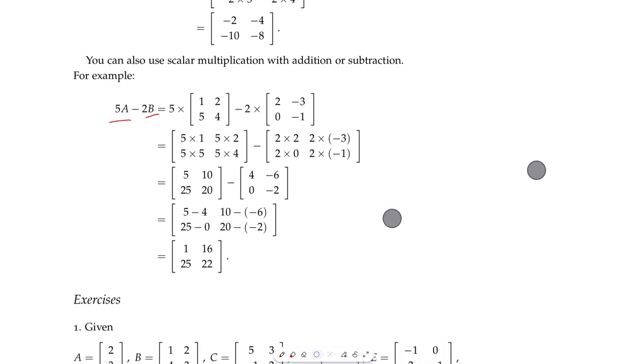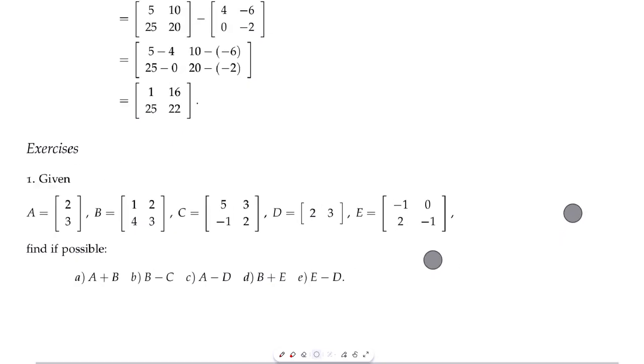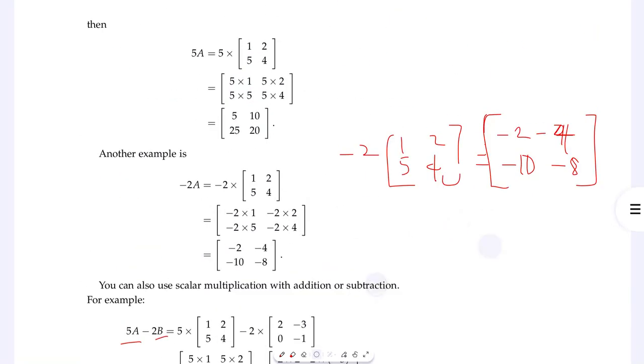Alright, so you are to do this exercise. This is exercise 1. You have A, B, C, D, E. You have to find the answers and give reasons. Can you do A plus B? Can you do B plus A? Can you do C plus D? Can you do C plus E? You have to find them if possible, and if it's not possible, you can see the way I wrote mine here.